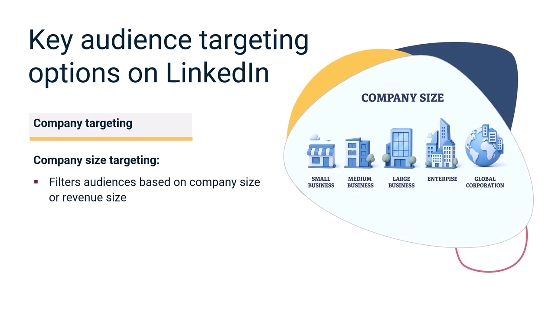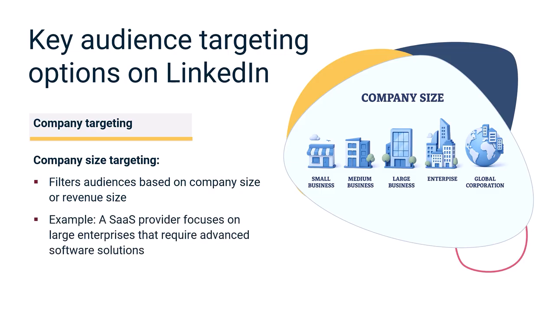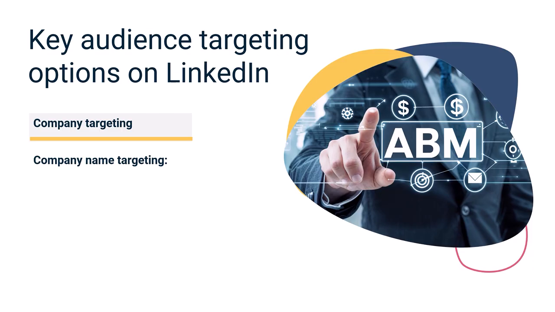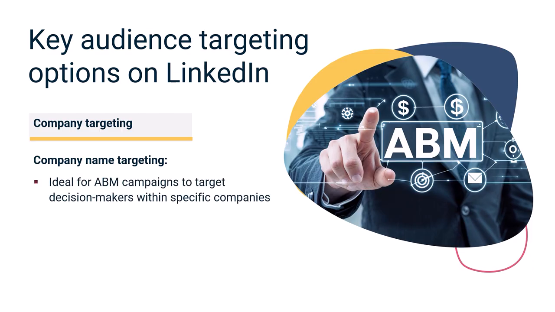Businesses can also filter audiences based on company size, like small, mid-sized firms, large enterprises, or even revenue size. A software-as-a-service, or SaaS, provider, for instance, may focus on large enterprises that require advanced software solutions rather than startups. Company name targeting is ideal for account-based marketing, or ABM, campaigns, where advertisers target decision-makers within a specific list of companies. This is particularly useful when businesses want to reach high-value clients.